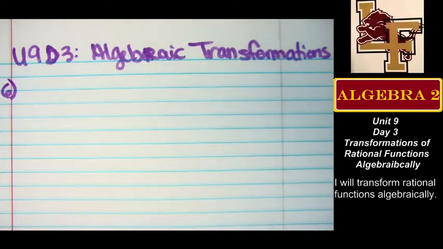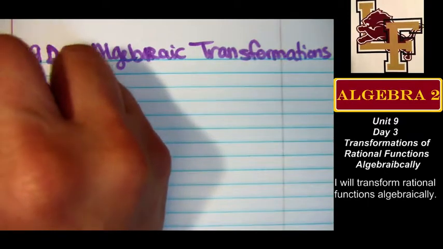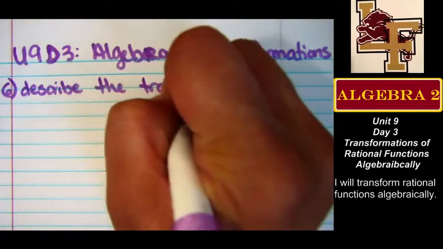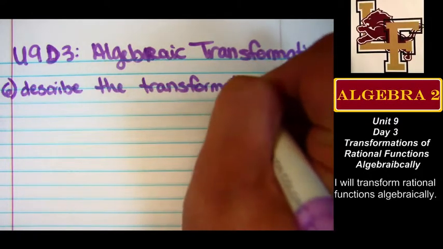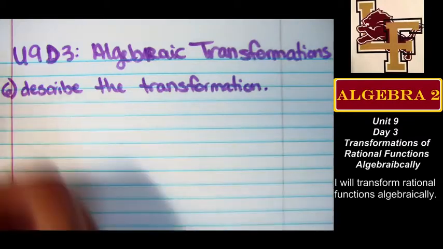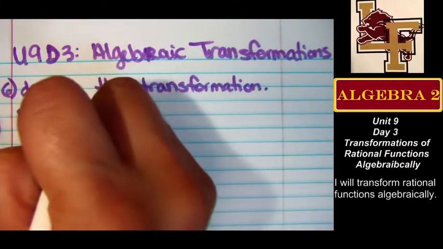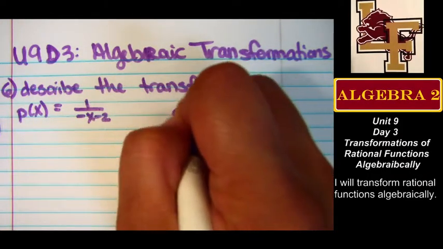So when you're working on these at home, doing your homework, please format it this way. Put the title along the top, the item number that you're working on, and then we're going to write out the directions really quick. The directions for this section are: describe the transformation. And we've been given this function and this transformation.